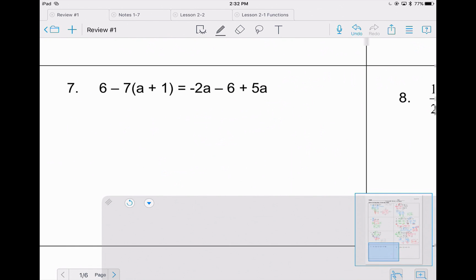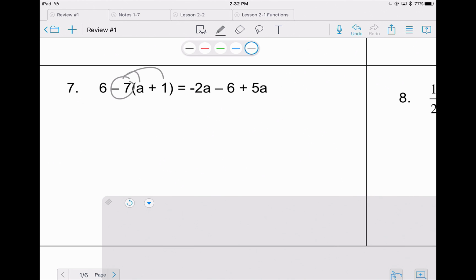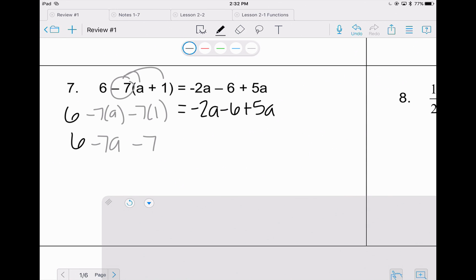For problem 7, those parentheses again. Do you think it's important to know how to do that? I hope you're saying yes. On the right side, nothing is changing. On the left side, 6 is staying, and we have -7 times a, -7 times 1. So that's just -7a minus 7, and everything else stays the same.